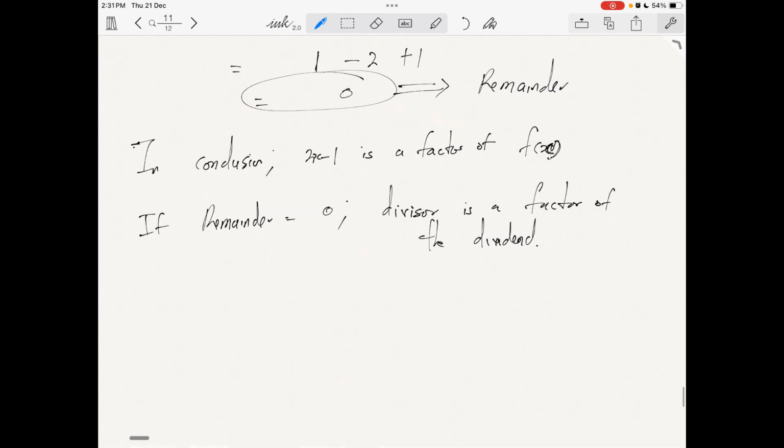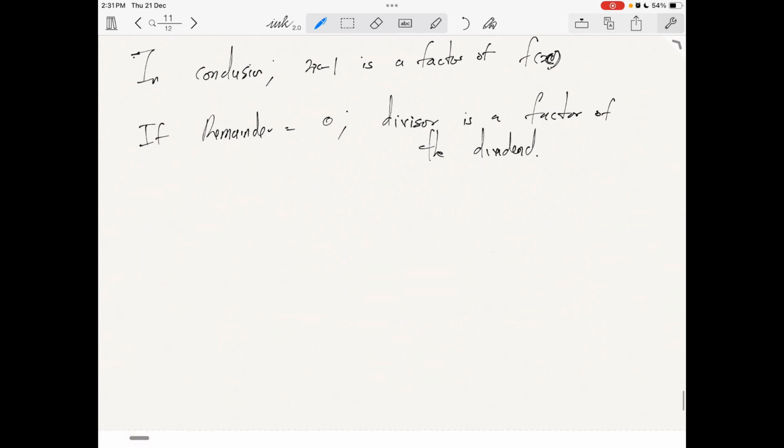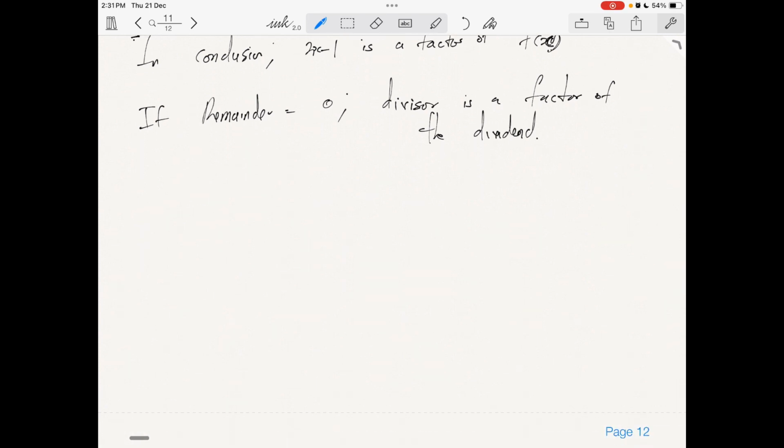So to wrap up this topic on polynomials, we would look at something called zeros of polynomials.